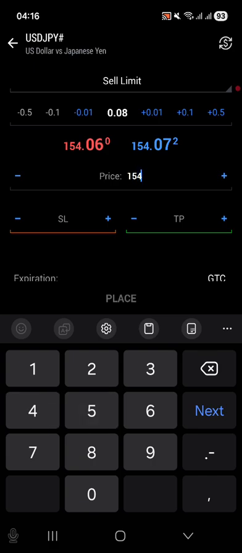Let's see. The original trade's at 154.06. Hedge level 1's at 26. Hedge level 2 is at 66. Hedge level 3 is at 100 points against, so that's 155.66. And then I give myself a 50 pip take profit on this one. 155.16 is a 50-point take profit.